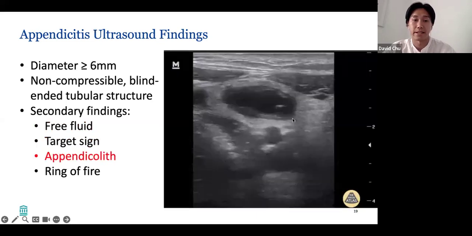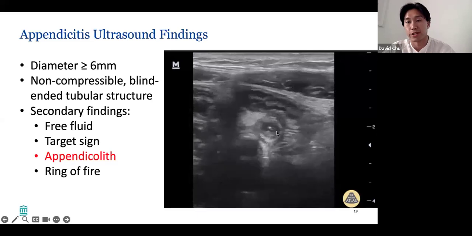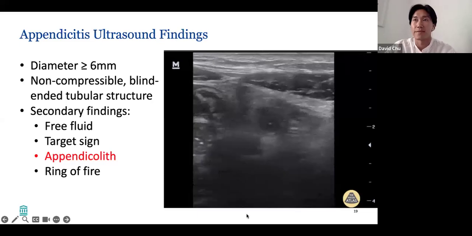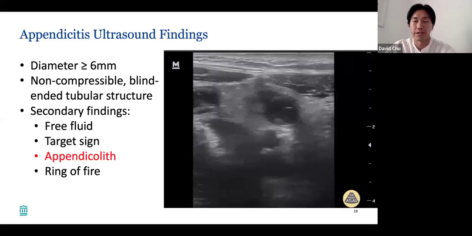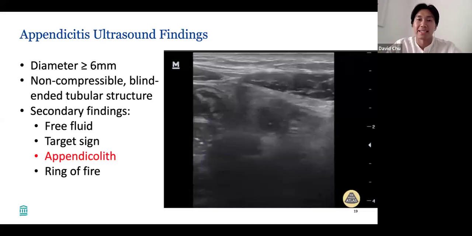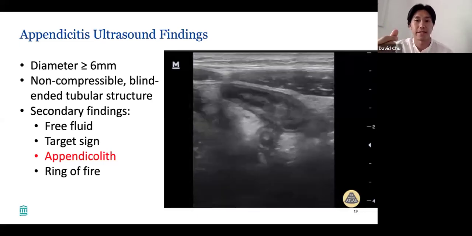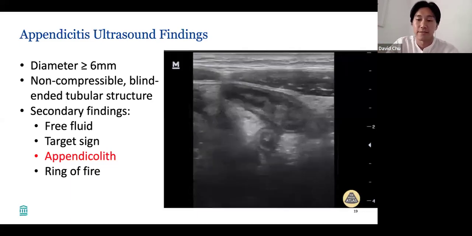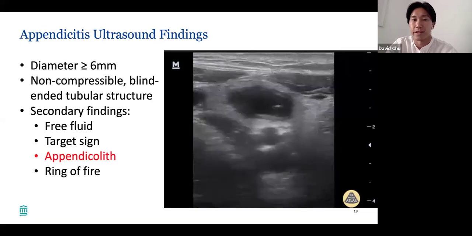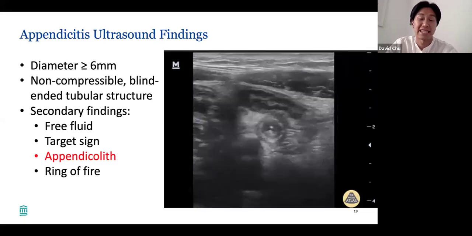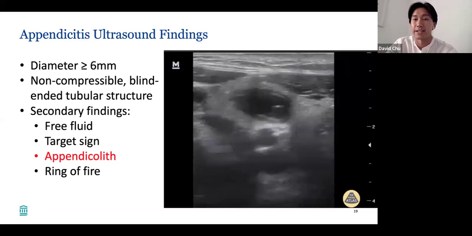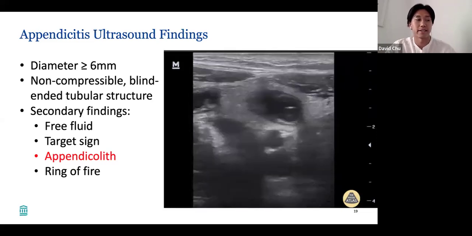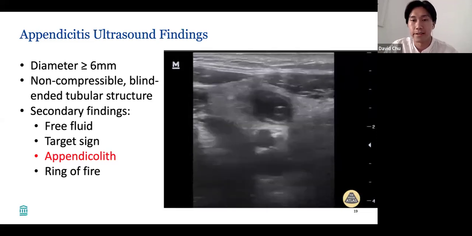Occasionally, you can see an appendicolith also, which is this bright hyperechoic structure right there within the appendix. That's basically a calcification, and most commonly it's fecal matter or stool that forms this ball that gets stuck on the proximal end of the appendix. Because of that, pressure and fluid builds up just distal to that obstruction, which causes this inflammation and eventually appendicitis. If you can see the appendicolith, that's also another indication that this patient will likely require surgery for management rather than just antibiotics for medical management.